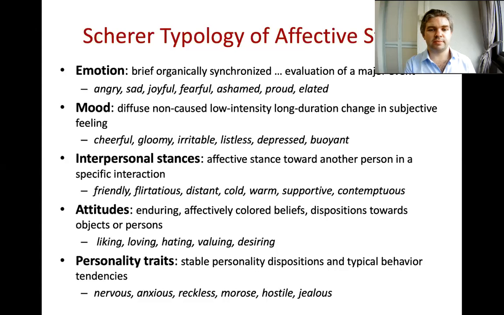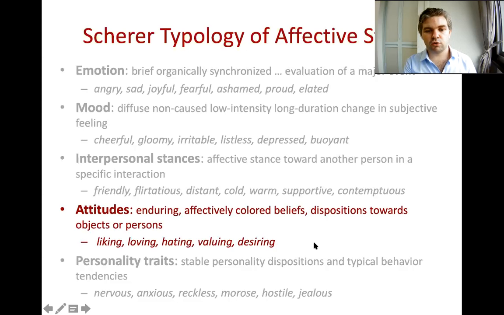Emotion can be angry, sad, joyful, fearful, etc. There can also be mood, like our mood in this current moment, which can be cheerful, gloomy, irritable, distress, and the rest. It can be interpersonal stances, not related to a particular person, like friendly, distant, cold, warm, supportive. It can be attitudes, like I hate somebody or I love something, and it can have personality traits, such as nervous, anxious, reckless, morose, hostile, jealous, etc. Attitudes are very close to what we're going to be predicting.